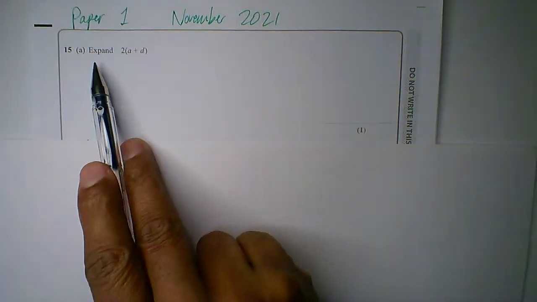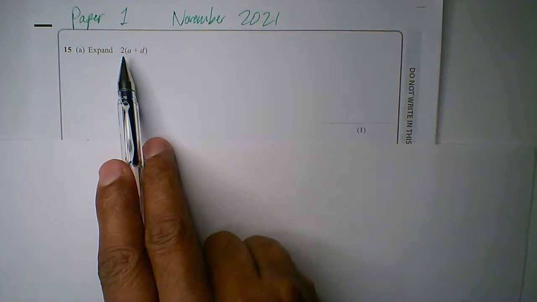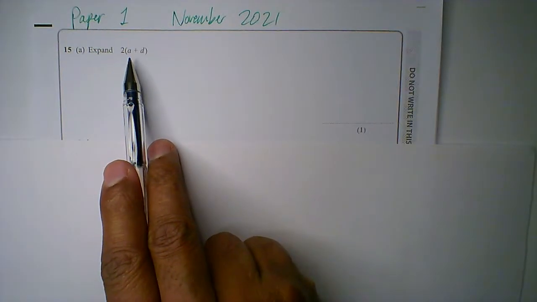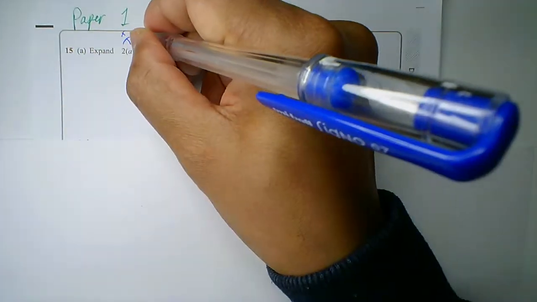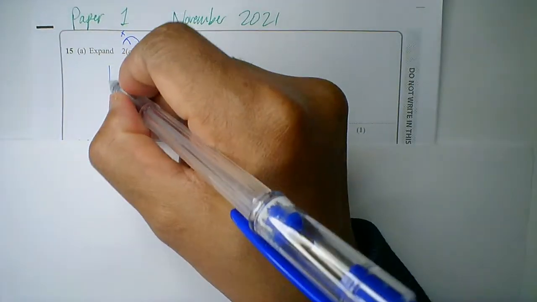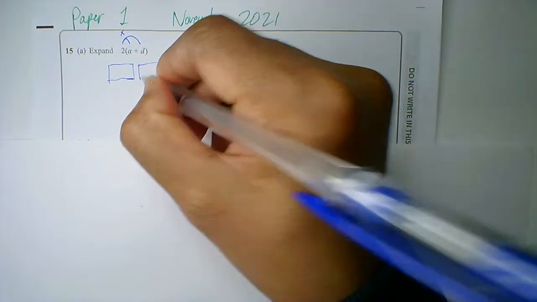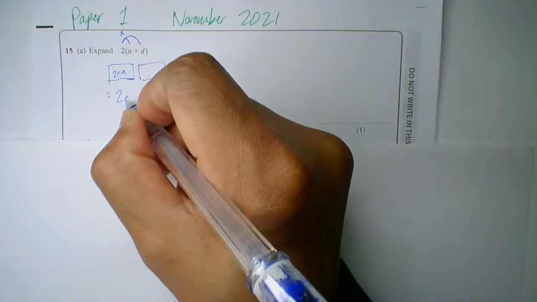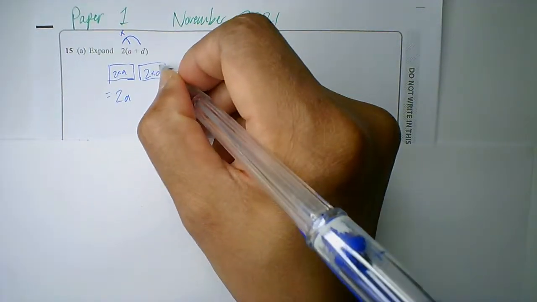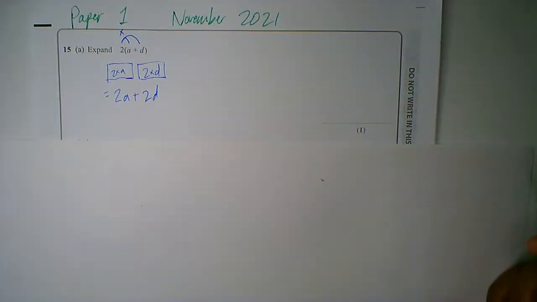So this is saying expand 2 brackets A plus D. So what this means is that everything outside of the brackets, in this case 2, is going to be multiplying everything inside. So 2 multiplies A, and then 2 multiplies D. Okay, so this is 2 times A, which is 2A, and 2 times D, which is 2D. And they're both positive. So that's our final answer. Nice and easy. Okay, let's go to the next question.